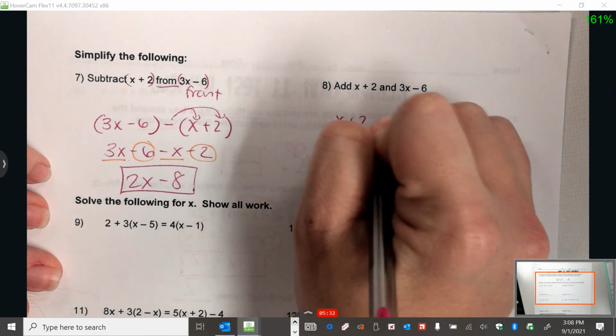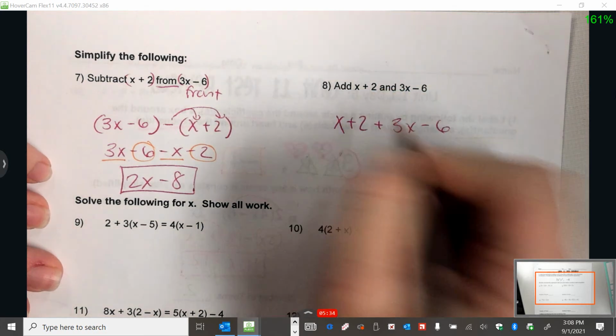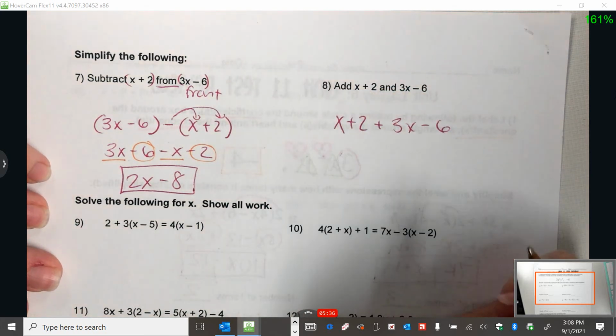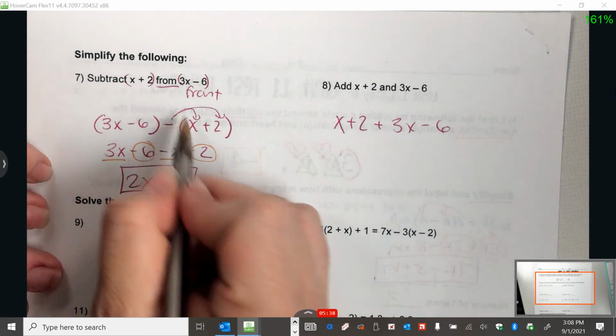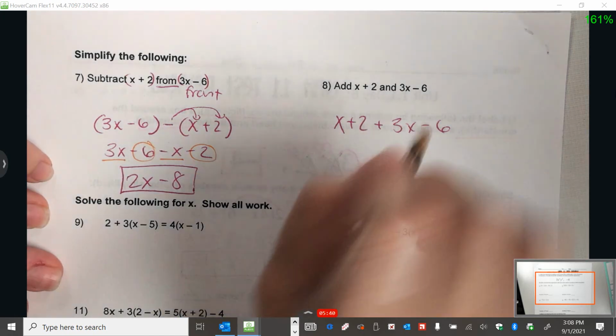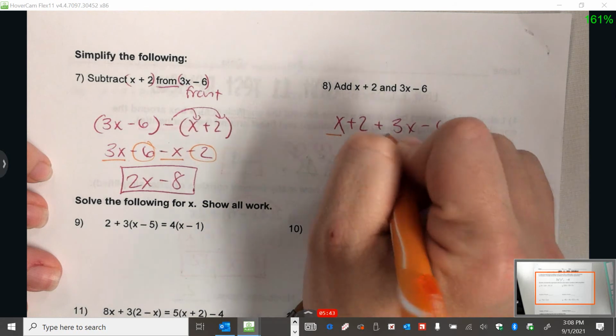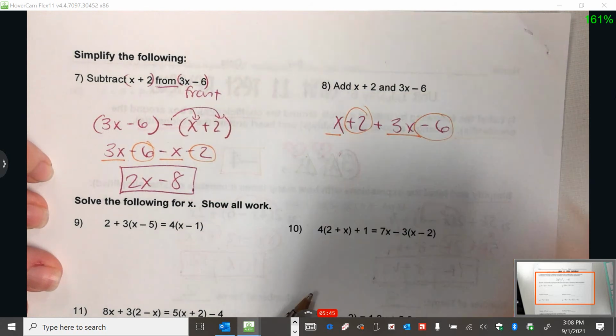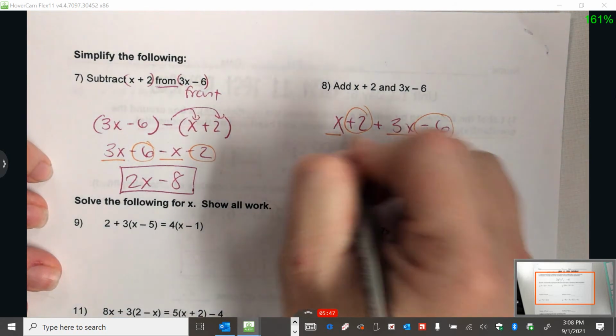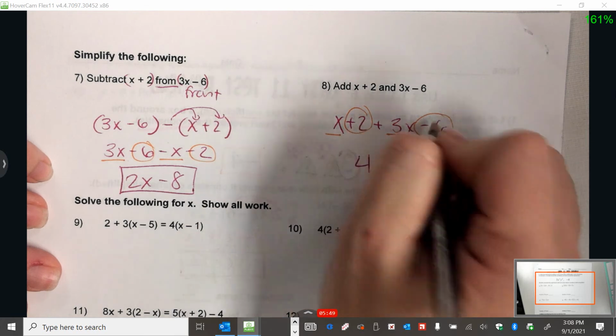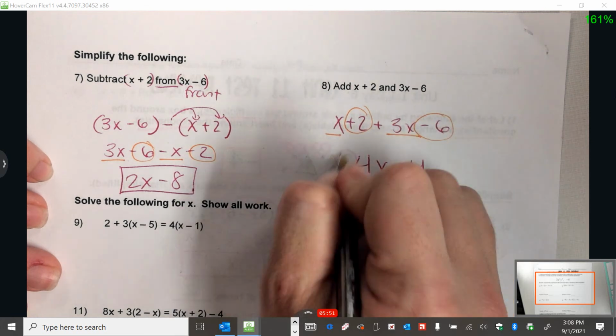So x plus 2 plus 3x minus 6. Because addition, even if I had parentheses, doesn't change anything. Subtraction does. It makes everything opposite. Okay, so here I have like terms of x plus 3x and 2 minus 6. X plus 3x is 4x. 2 minus 6 is negative 4.